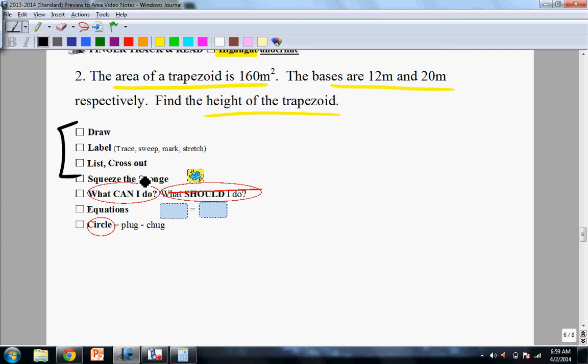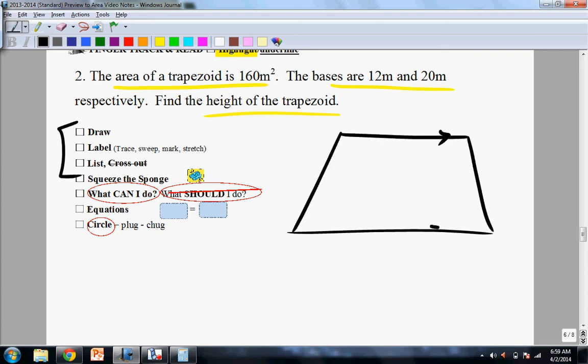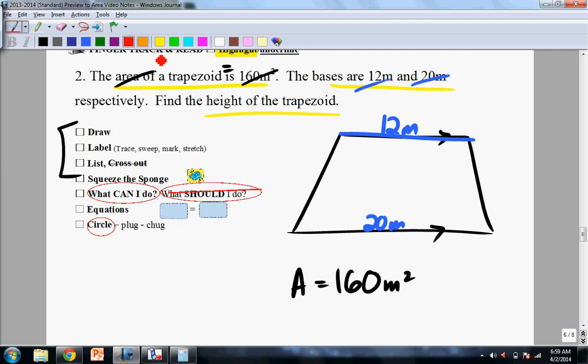So I'm going to start by draw, label, list, cross out. I draw a trapezoid, and I already have the area, so underneath I'm going to write area equals 160 meters squared. The bases are 12 and 20 meters. We want to find the height, which we don't know. There's our height, that's what we don't know. So we've gone draw, label, list, cross out.